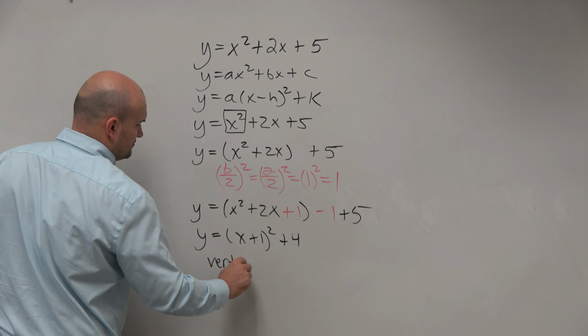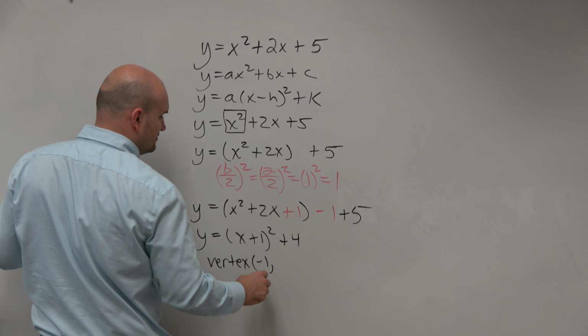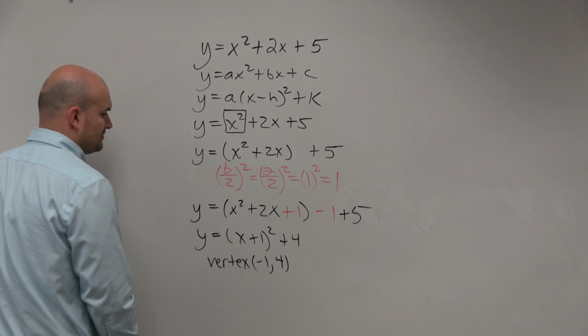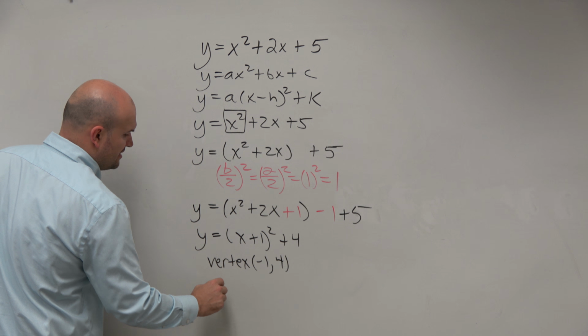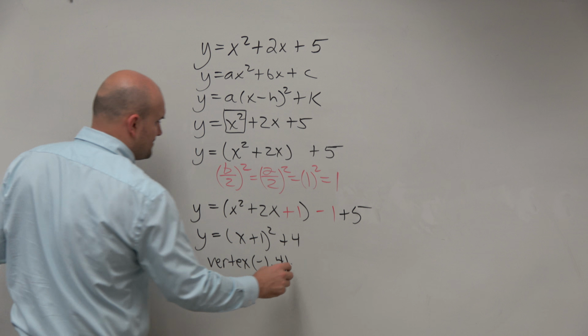Vertex is negative 1, comma 4. And since my graph opens up, it is an absolute minimum.